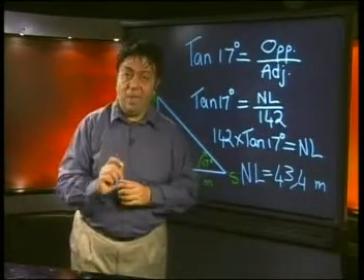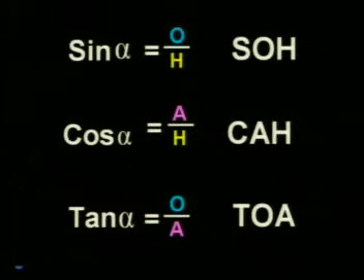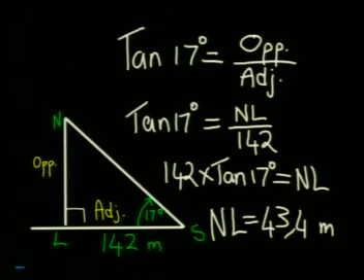Time to recap what we have done so far. We used SOHCAHTOA to decide which trig ratio to use. We knew the length of the adjacent side and needed to find the length of the opposite side. So we decided to use the tan ratio, opposite divided by adjacent.